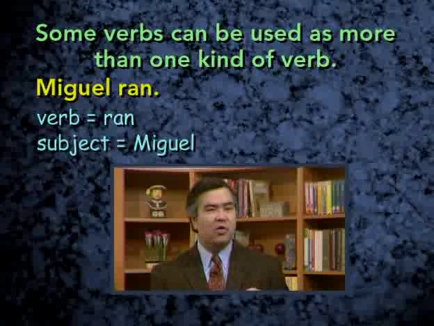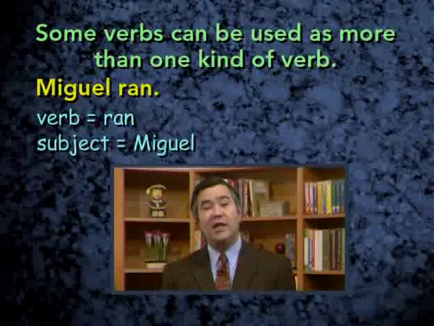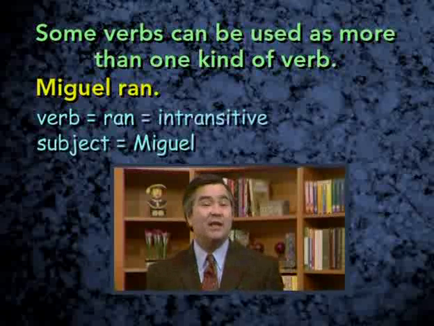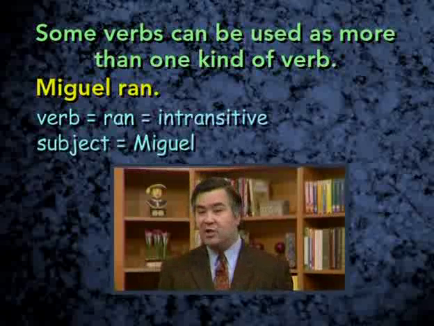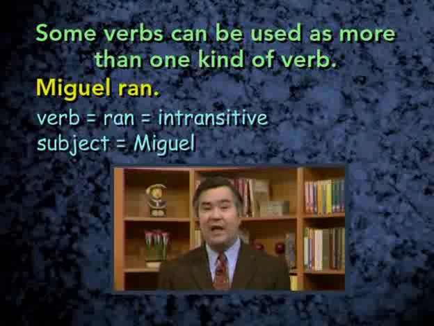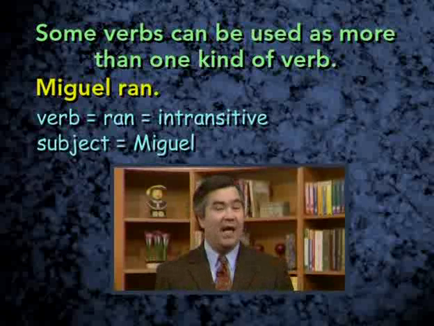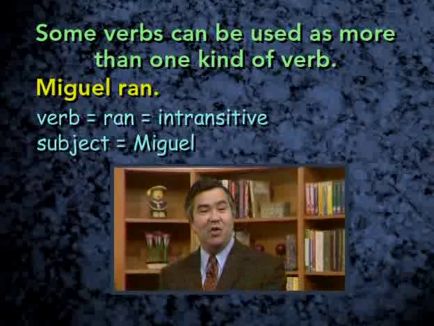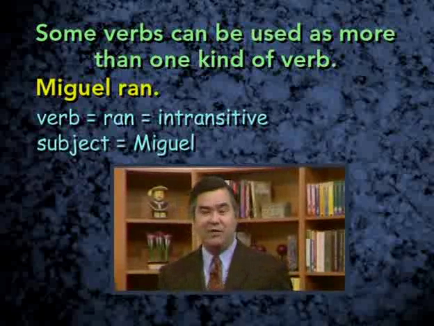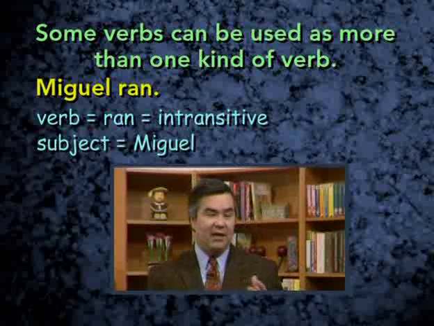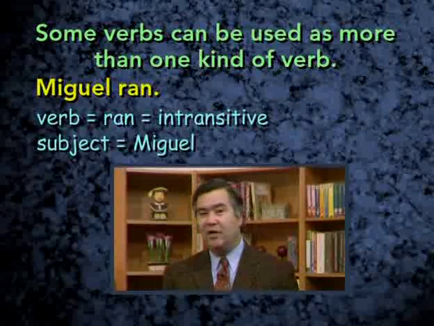Transitive, intransitive, or linking? In this case, ran is being used as an intransitive verb. Remember that an intransitive verb doesn't have any object. The action simply stops with the verb ran, and the action does not pass on to an object that follows the verb. Miguel ran, a complete sentence in itself, and ran is an intransitive verb.